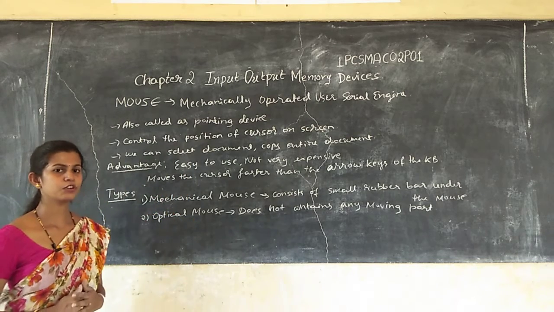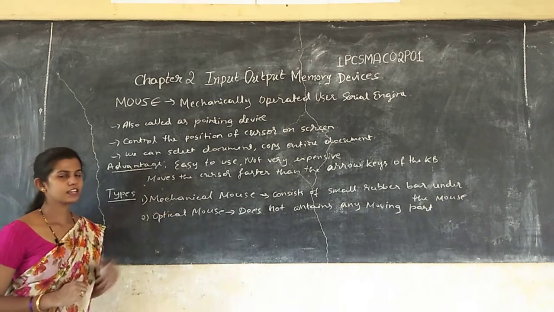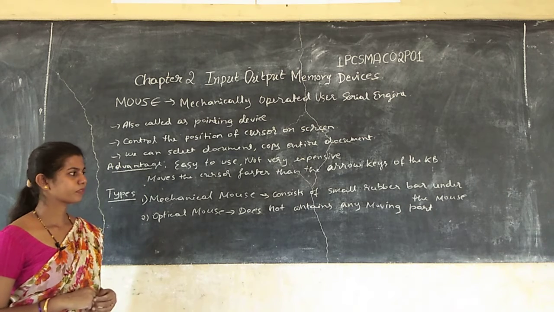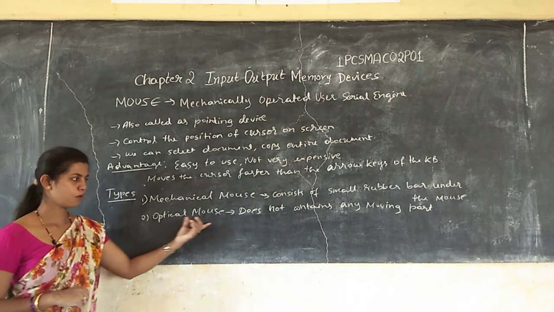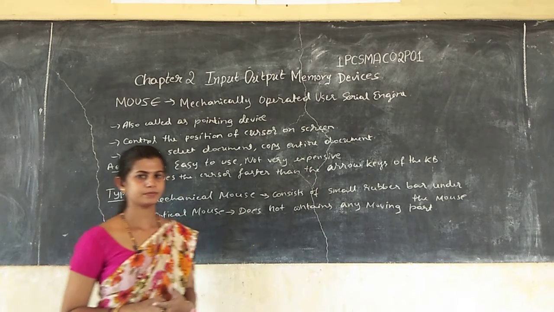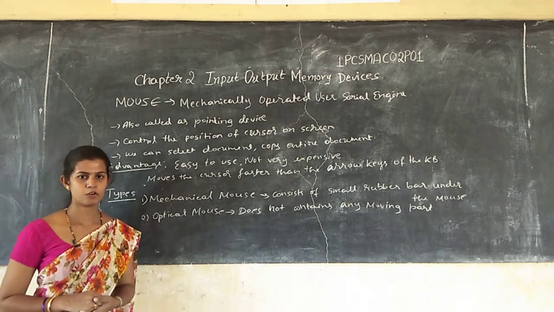So there are two types of mouse. The first one is the mechanical mouse, which consists of a small rubber ball under the mouse, and the next one is the optical mouse, which does not contain any moving part. So this is about the mouse.